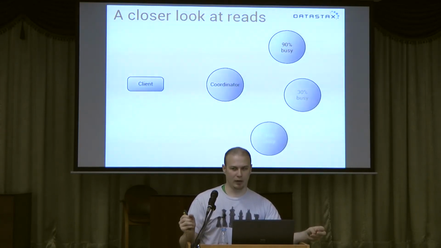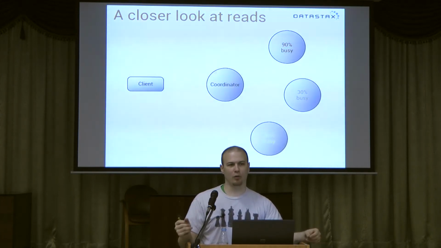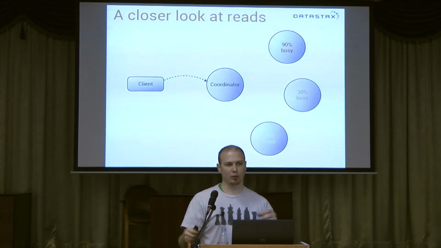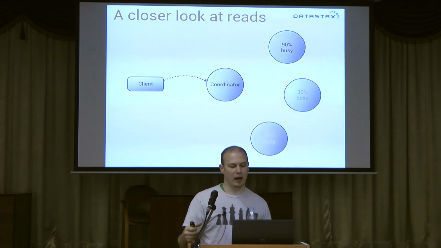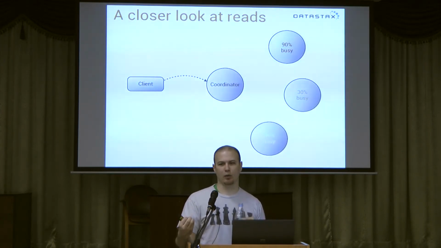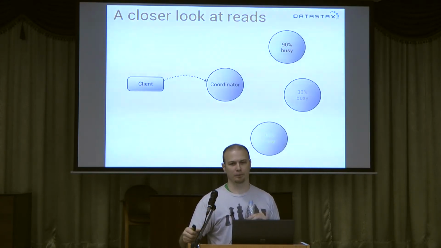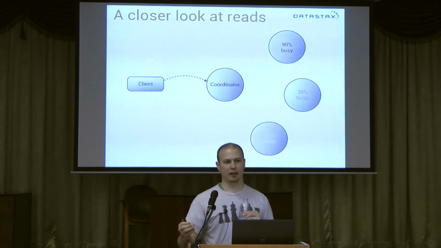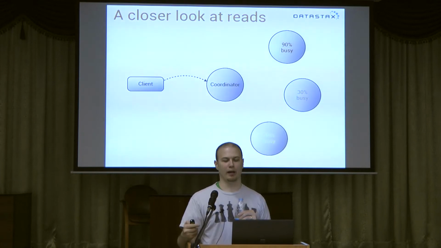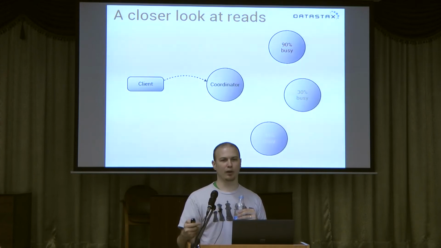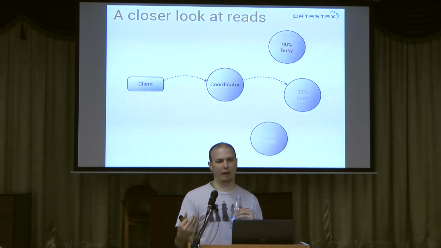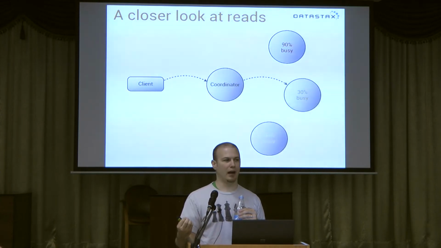I want to now look a little closer at what happens when a client gives a read request to the Cassandra cluster. The node that handles that request, the node that the client chooses to talk to, is called the coordinator. As I mentioned earlier, it does not have to be one of the replicas of the row being read. The coordinator tracks how responsive the other nodes in the cluster are, and so it will route the request to the replica that is responding with the lowest latency, that is, responding fastest.